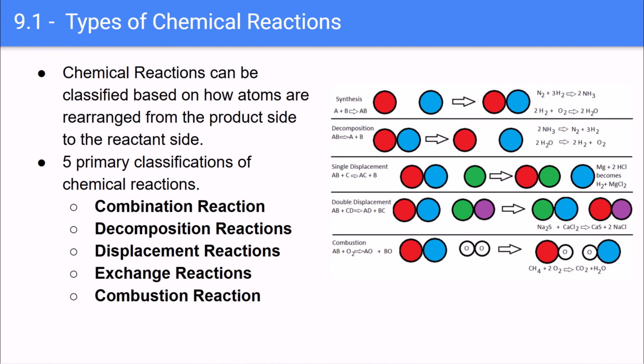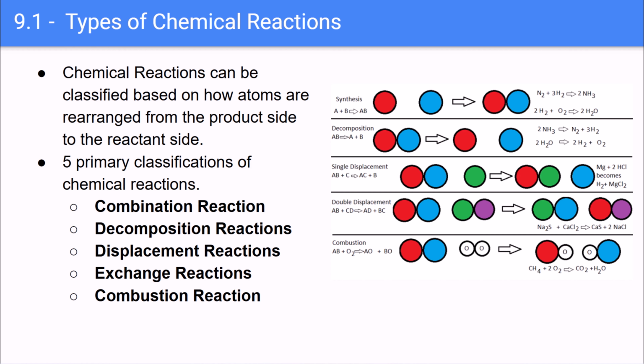All right, so our next step in working with chemical equations, other than just writing them out and balancing them, is to determine what type of reactions there are. And chemical reactions can be very easily classified based on how the atoms are rearranged on the product side from the reactant side. And there are 5 different ways that we typically classify chemical reactions. We classify them as either combination, decomposition, displacement, exchange, or combustion.